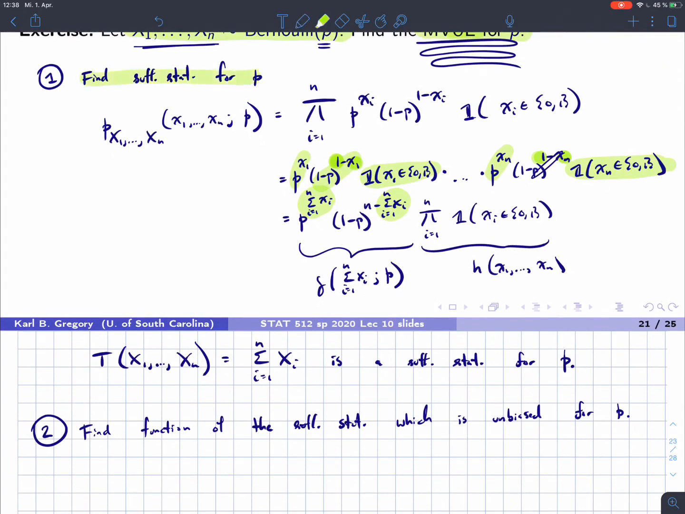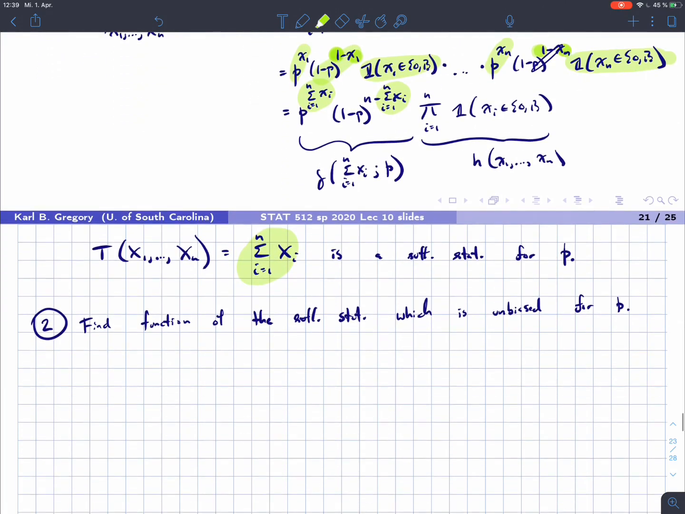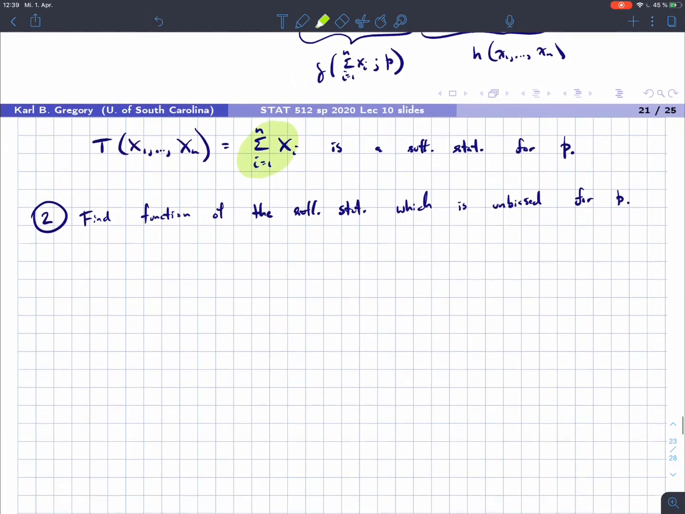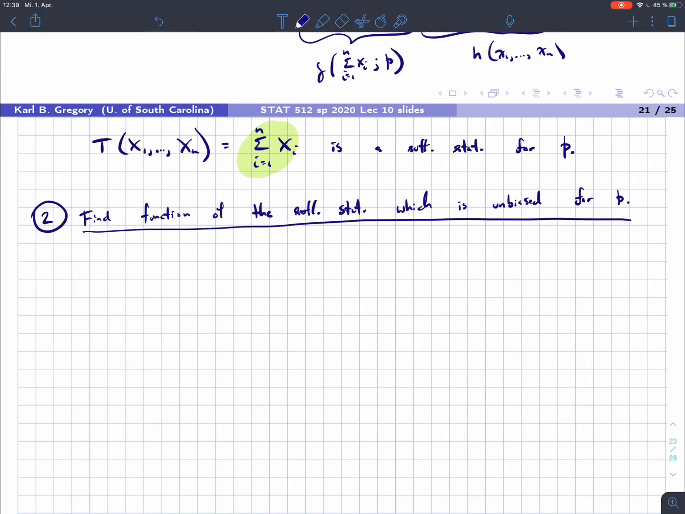We found a sufficient statistic for p, and it's the sum of the xi's. It's not always going to be the sum of the xi's. It is in this case and in the previous example, but we'll find that we get some other answers for different distributions. So now I want to find a function of the sufficient statistic which is unbiased for p. Well, let's think about our p hat. That was like 1 over n times the sum of the xi's.